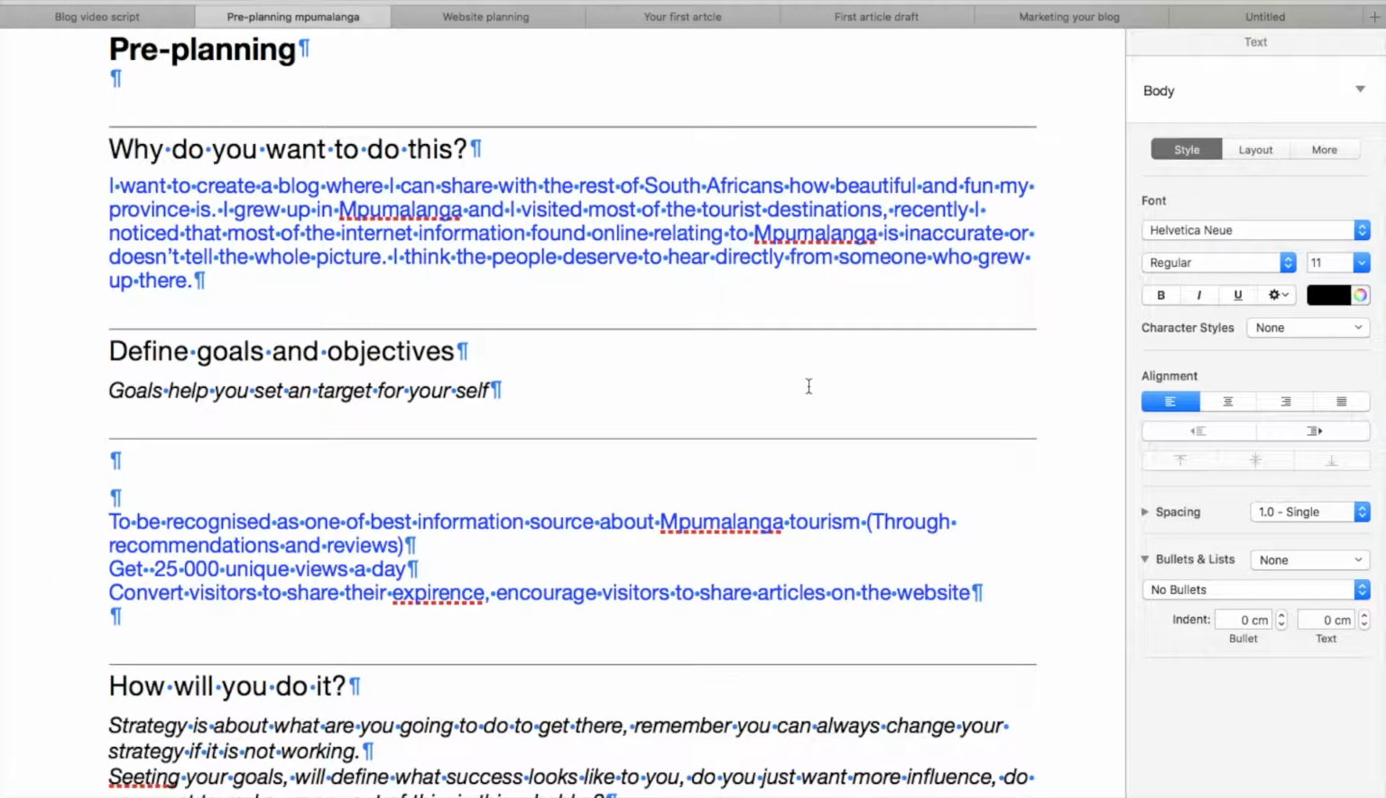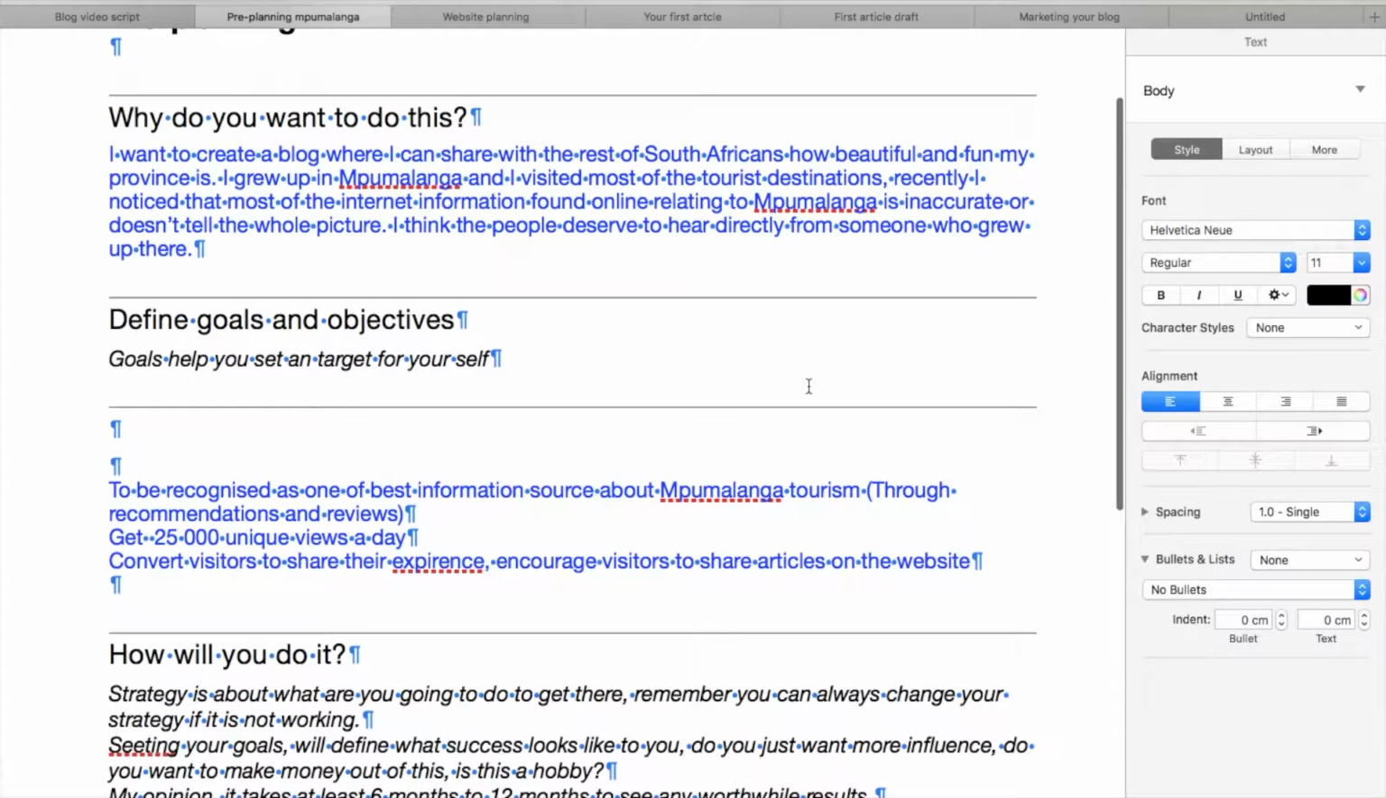So the pre-planning, as I mentioned, is an individual thing, but it is very important for you to understand why you're doing this. For example, let's have a look at the first question. Why do you want to start a blog? The reason why we need to ask this question is because after 3 months or 6 months, if you don't see success, you might be tempted to give up. So answering this question is very important.